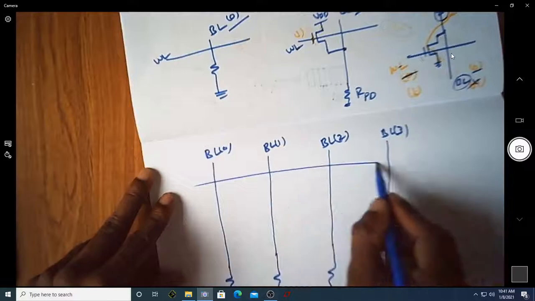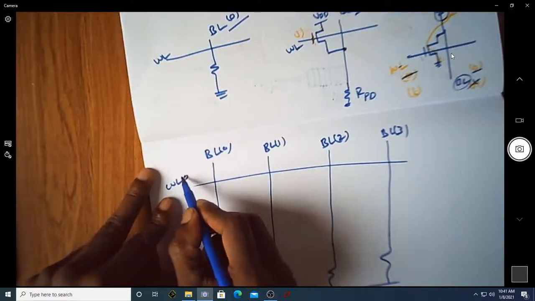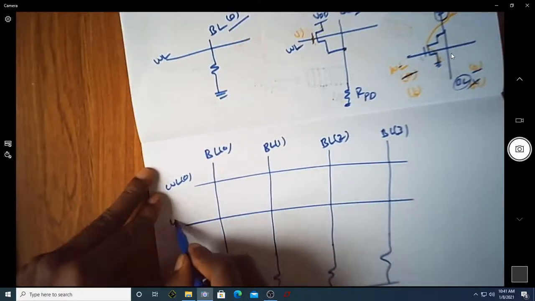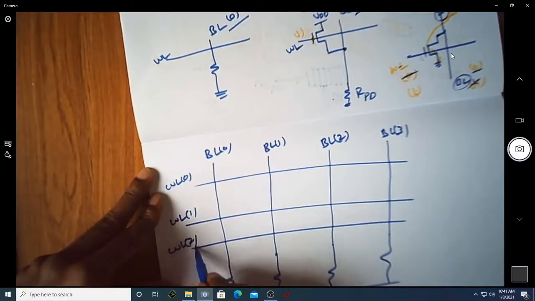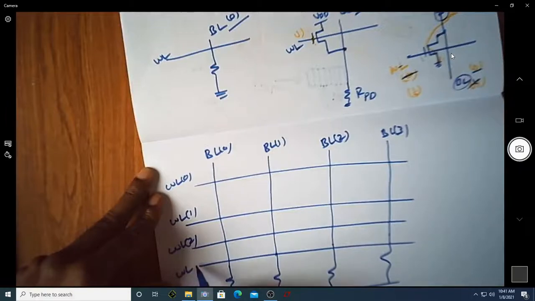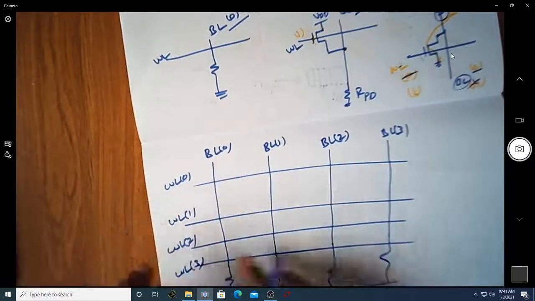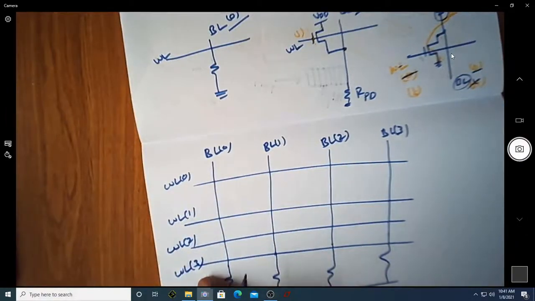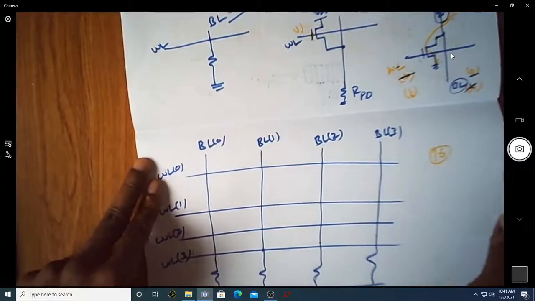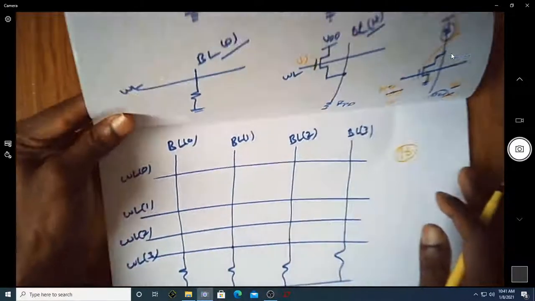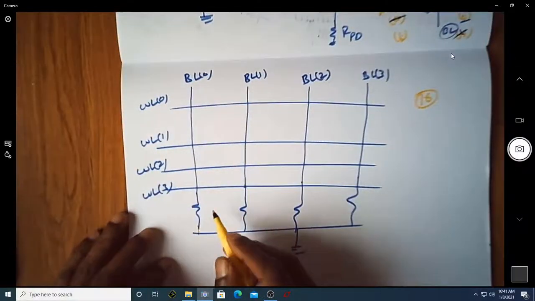I have word lines, this is word line 0, this is word line 1, this is word line 2, this is word line 3. I have 3 bit lines. Of course here you can store 16 different bits, and of course you have a pull down resistor.